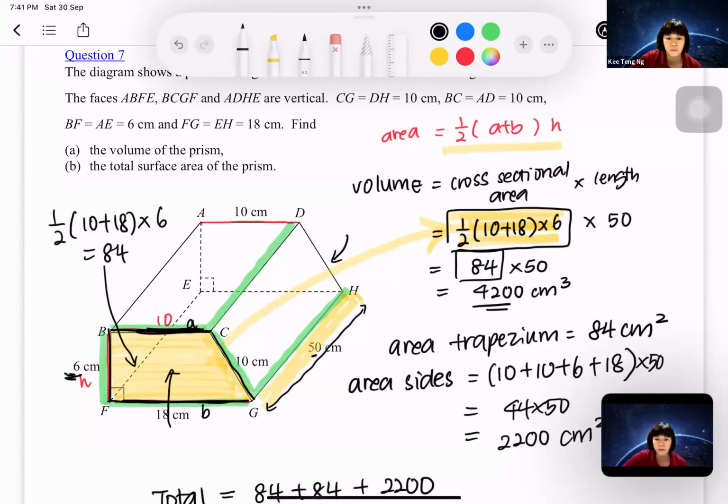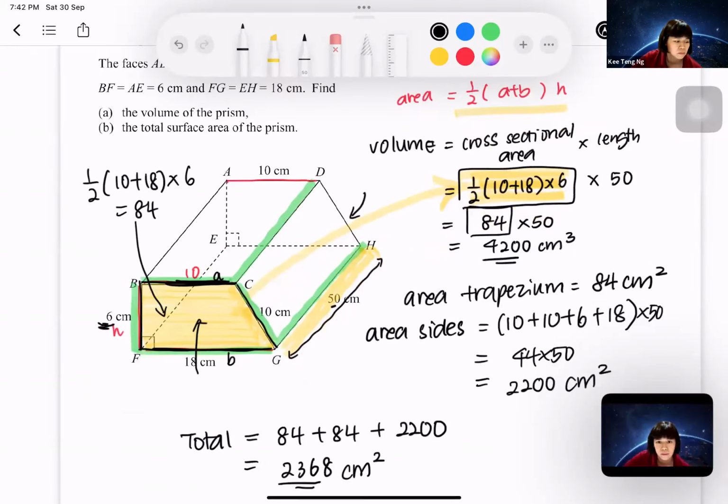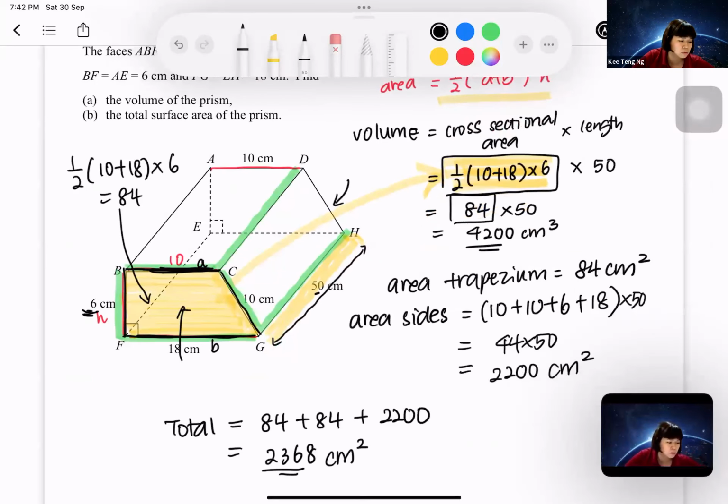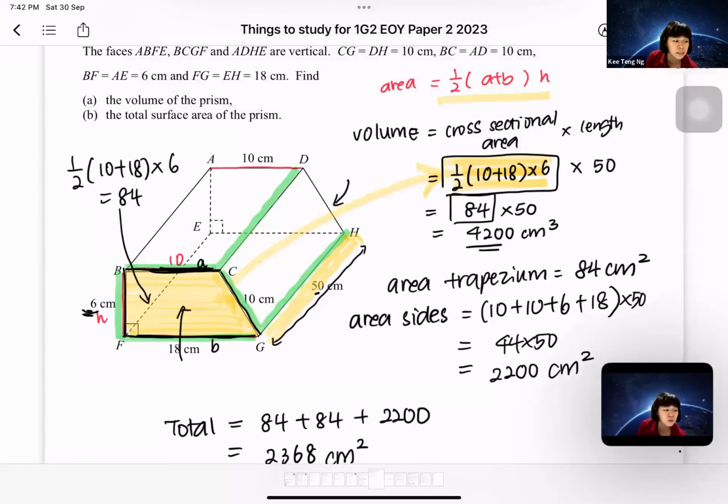Is that okay? Hi, Rita. Rita, is it okay? Do you know how we get 84 ready? No response. Okay. Are you okay? Okay, you all give me thumbs up, means okay. Then after that, you add the front and the back, then I'll get the total. Okay, I'm going to continue to the next question.